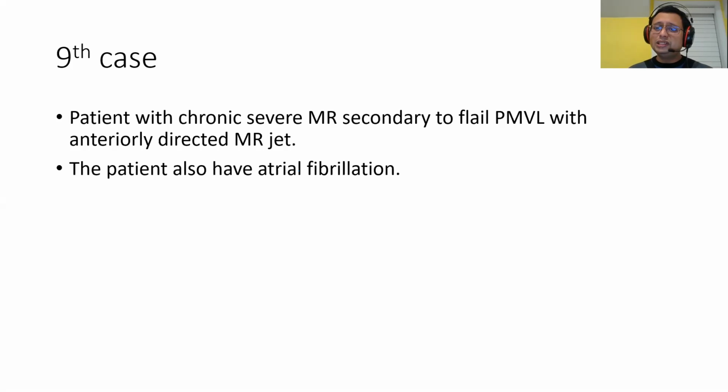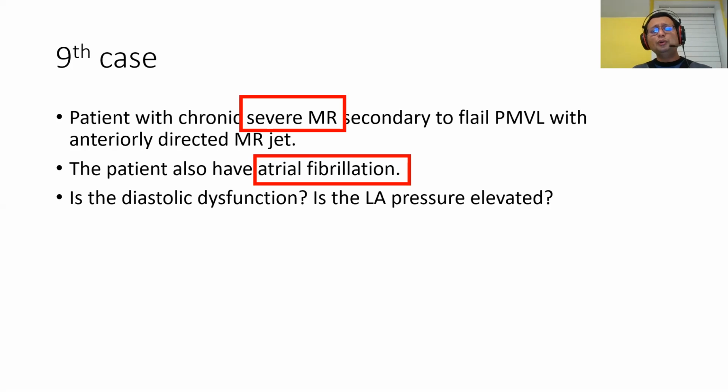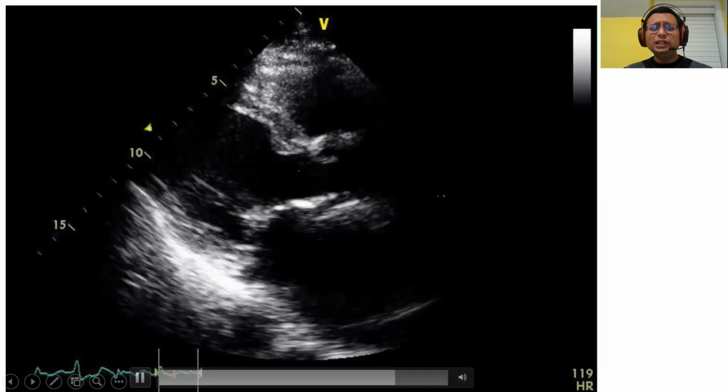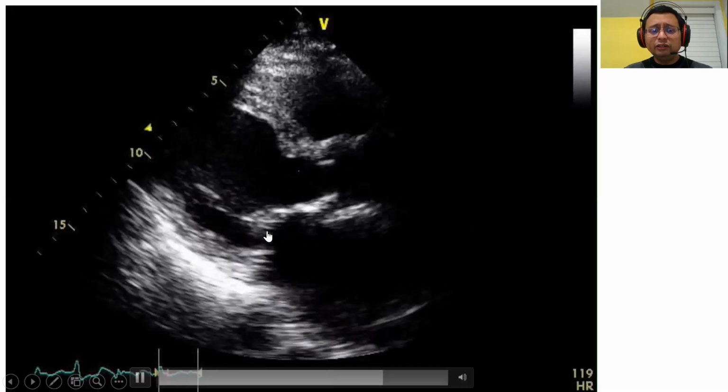Okay. The patient also has atrial fibrillation. Not only severe MR, also has AF. Is there diastolic dysfunction and is the LA pressure elevated? Now, let's look at our echocardiogram here, all right? So this is our left ventricle and our left atrium. There is flail posterior mitral valve leaflet here.